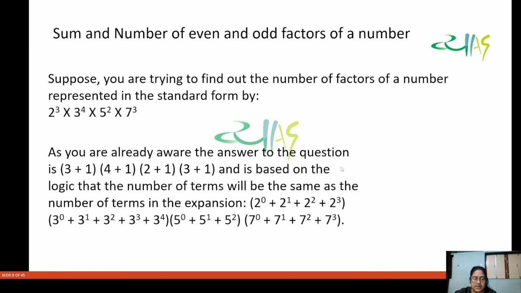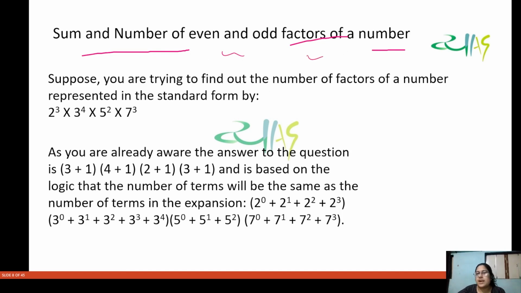Now I hope everybody is clear with how to calculate the sum of the factors and the number of factors. If everybody is clear, let's move on to the sum and number of even and odd factors of a number. So now let's start with the sum and number of even and odd factors of a number.